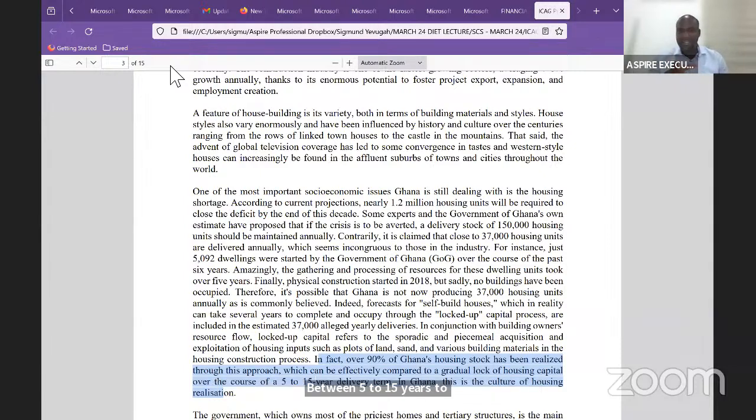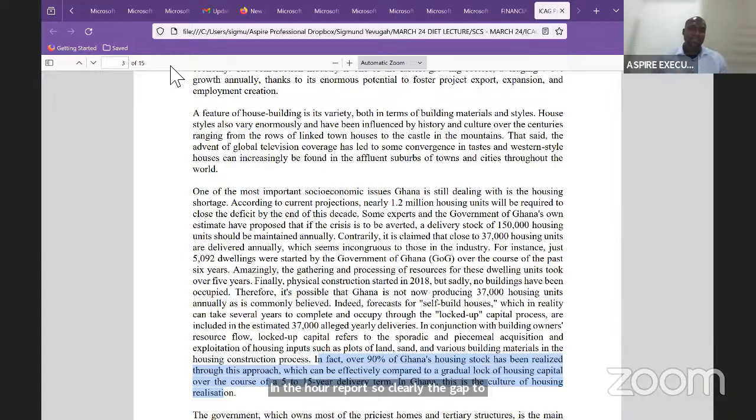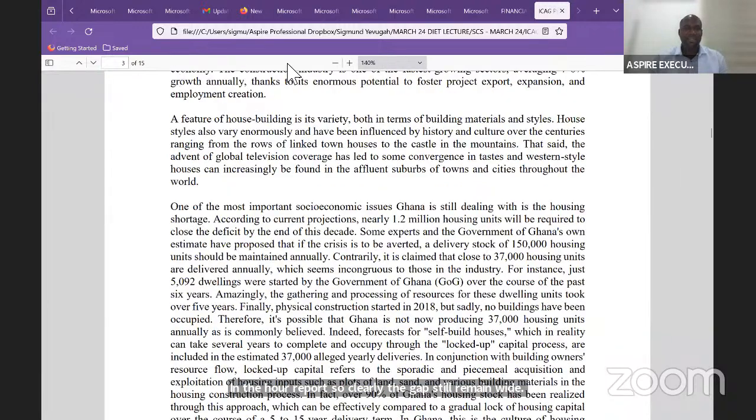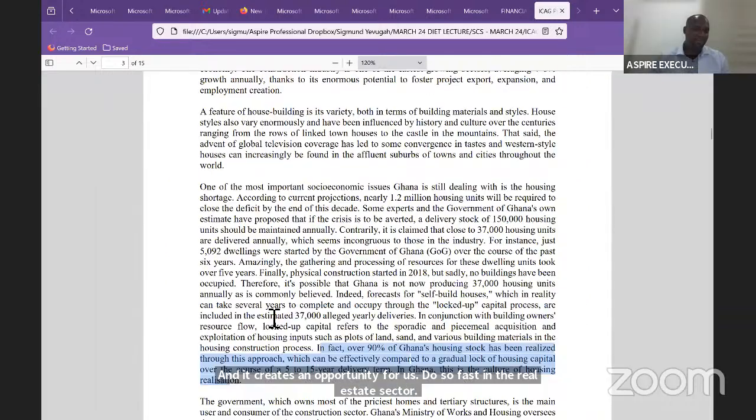And according to the data that government is providing, these self-built houses are also forming part of the 37,000. And per what they are saying, government could only state that they could only do about 5,000 dwellings in their own report. So clearly, the gap still remains wide, and it creates an opportunity for us, those of us in the real estate sector. It creates a very huge opportunity for us to close the gap.